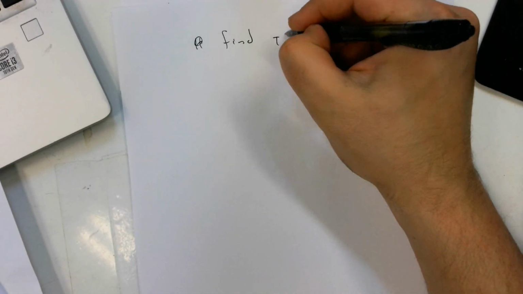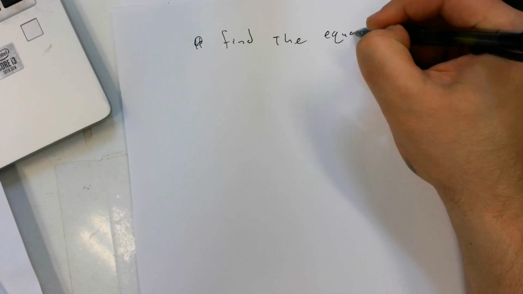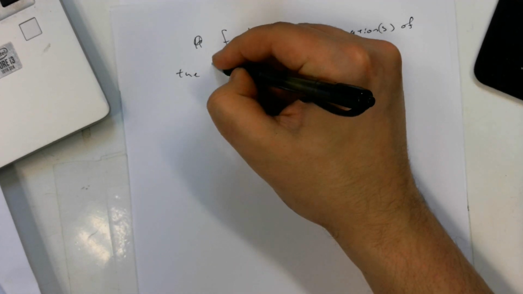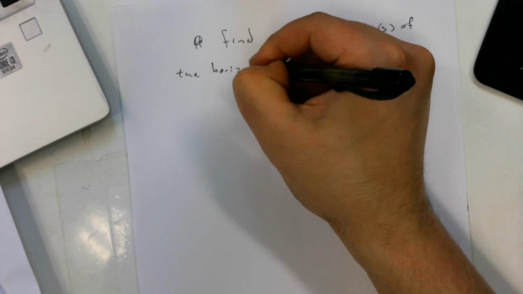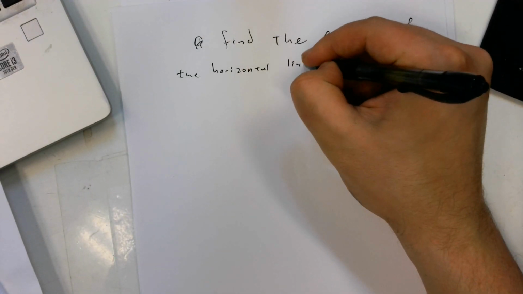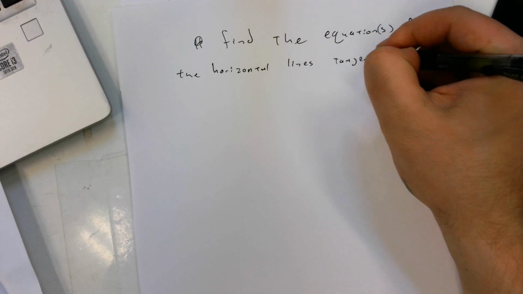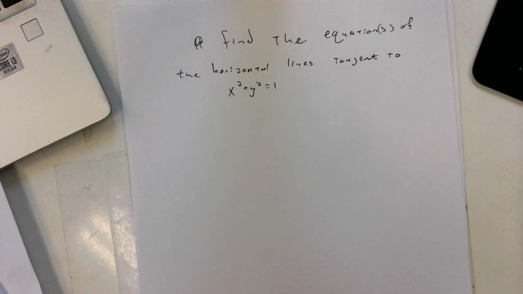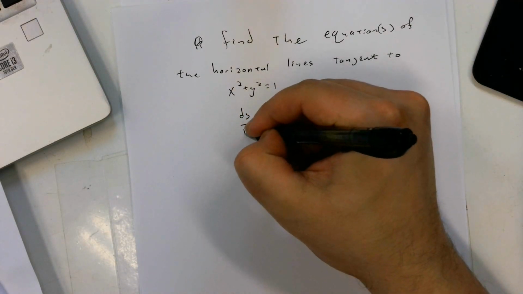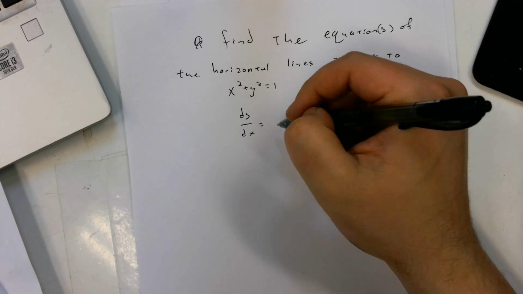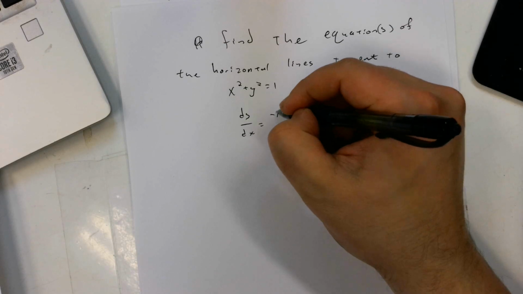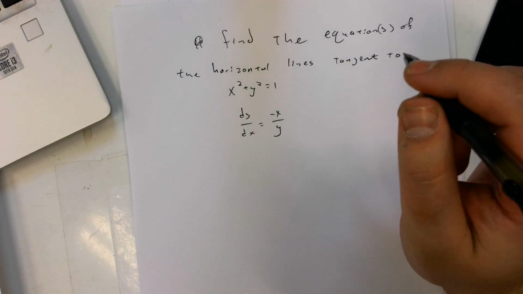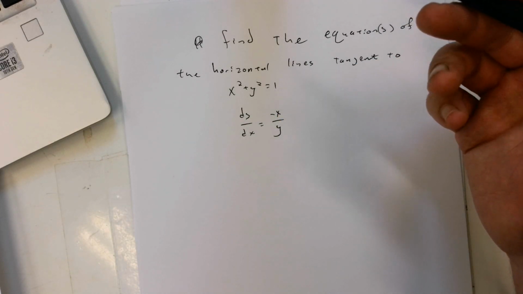Find the equations of the horizontal lines tangent to x squared plus y squared equals 1. Well, we already know that if we're looking at this curve, dy/dx equals, what is it? Let me look at my old papers, negative x over y. Horizontal lines tangent to the curve occur where dy/dx equals 0.